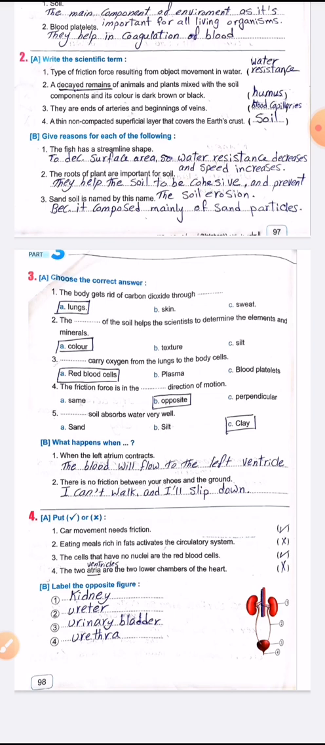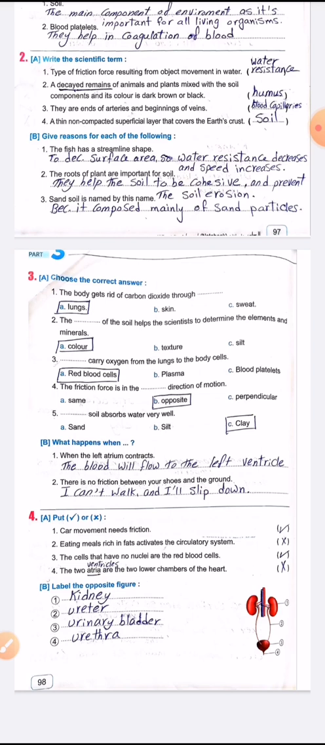Question number 4. Put right or wrong. Car movement needs friction? Of course, it's true. Car movement needs friction. Number 2. Eating meals rich in fats activates the circulatory system? It's wrong. Because eating meals low in fats activates the circulatory system.